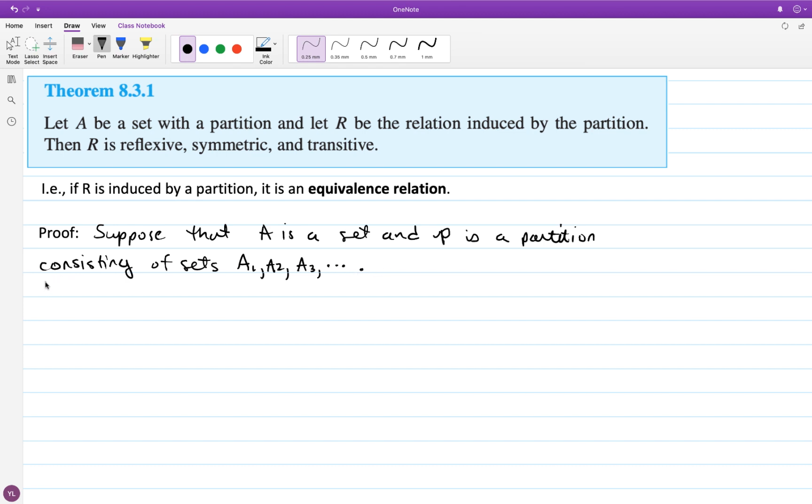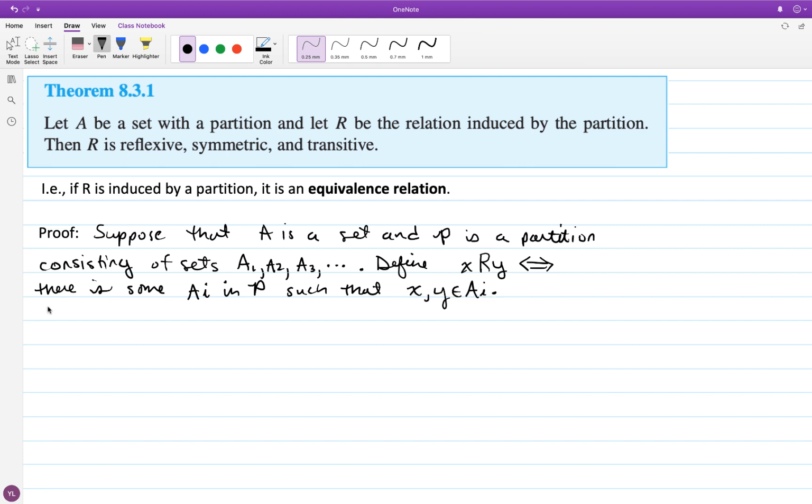Okay, so let's try and prove that. Let me define the relation here. Let's define x R y to mean that there is some Ai in the partition such that x and y are in Ai. Okay, so the claim is, of course, that this relation ends up being an equivalence relation. Sorry about the sirens outside.